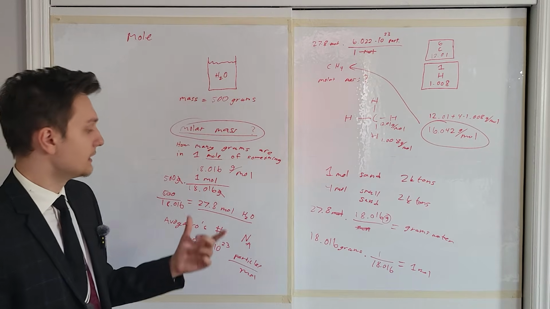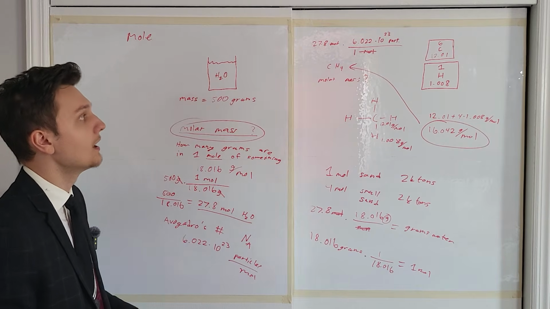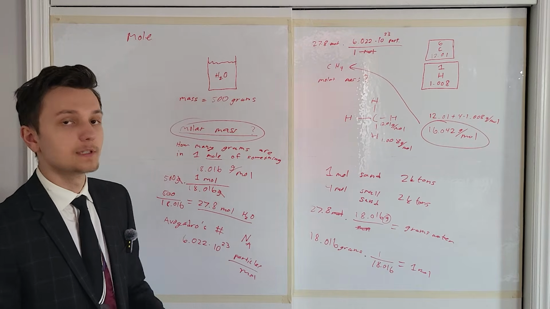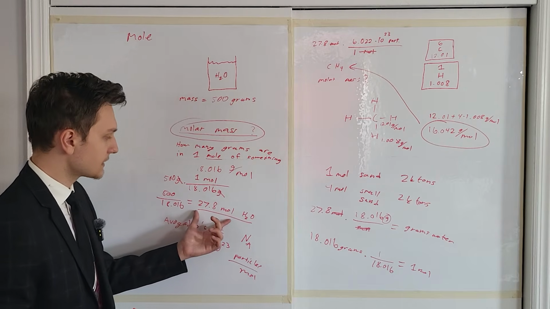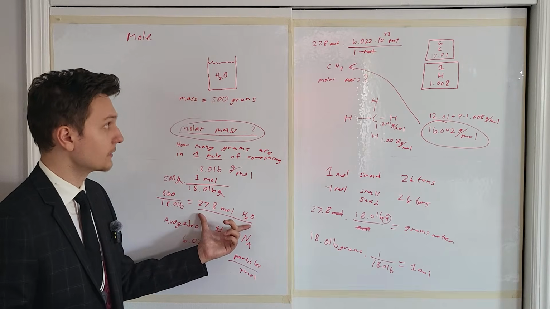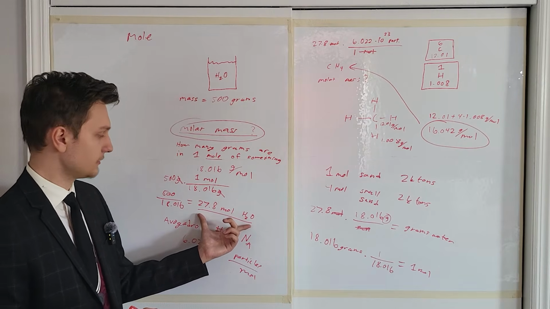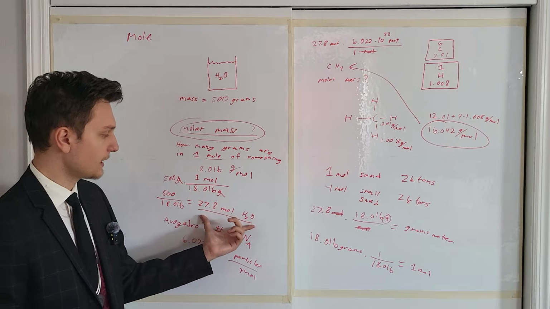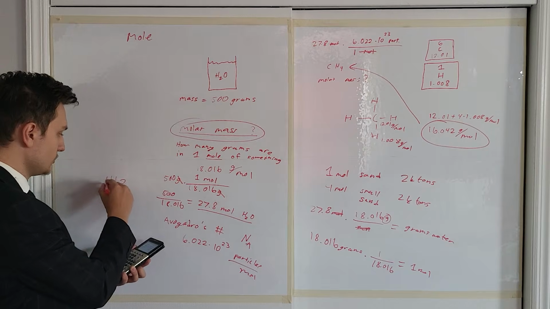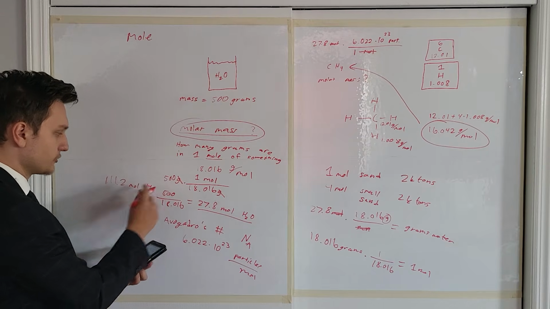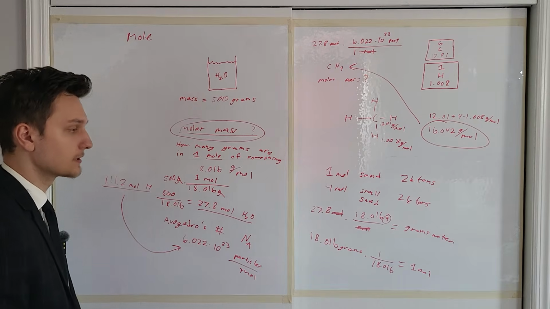If I asked you, I have 27.8 moles of methane, how many atoms of hydrogen do I have? Well, this is number of particles of methane. Okay, so for each methane particle, I have 4 hydrogen particles. So I need to multiply this number by 4, and that would get me 111.2 moles of hydrogen. And this number is what I would then multiply by Avogadro's number to get the number of atoms of hydrogen.